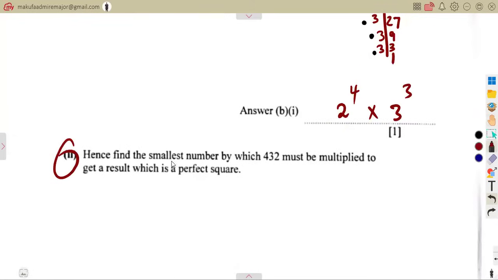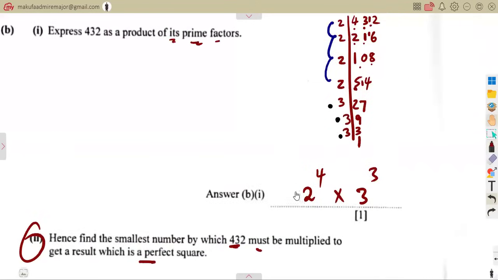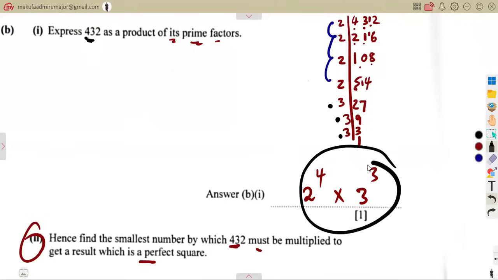Hence, find the smallest number by which 432 must be multiplied to get a result which is a perfect square. Without even evaluating this in simplest form, I can tell that 432 is not a perfect square from this. A perfect square is supposed to consist of even exponents.